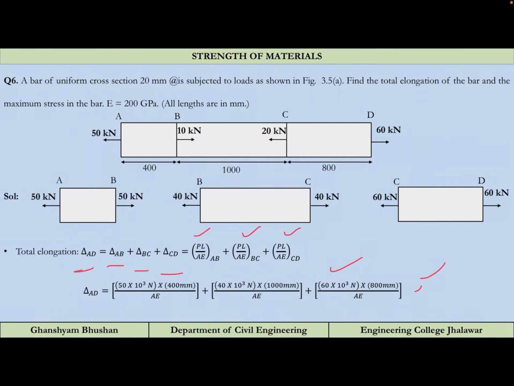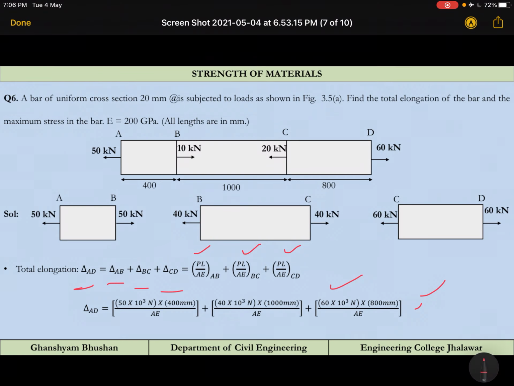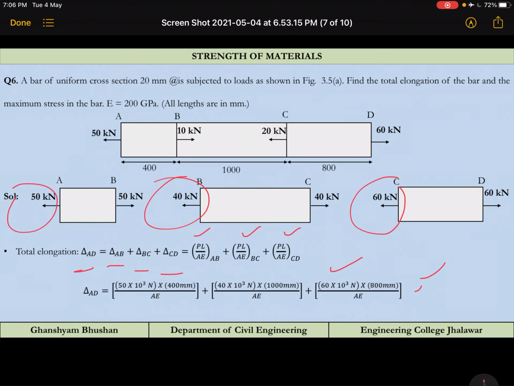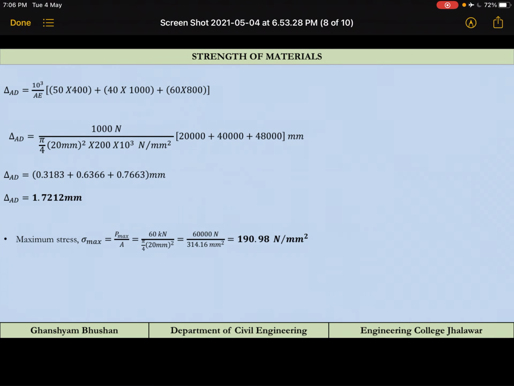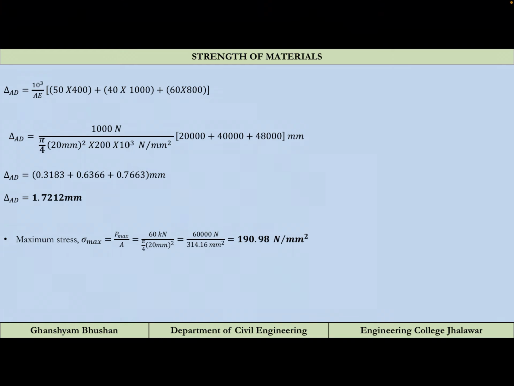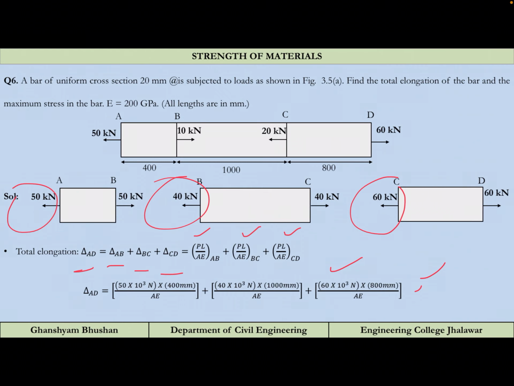Now the second part was to find the maximum stress in the bar. So area is constant, so stress is P upon A. The load which is maximum out of 50, 40 and 60, so 60 will give the maximum stress, that you can see from here. P max upon area, P max is 60, so it is coming out to be 190.98 megapascal. So I hope this problem helps; try to solve this problem without seeing the solution, then you will get much more clarity of this free body diagram.